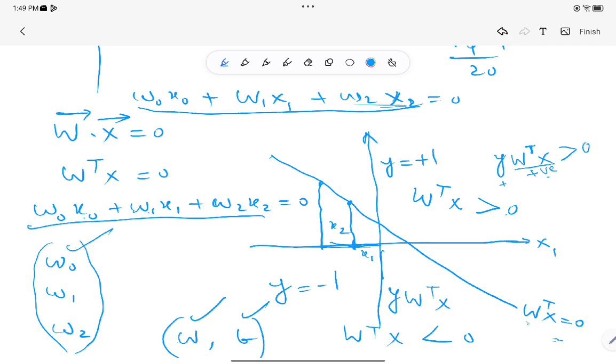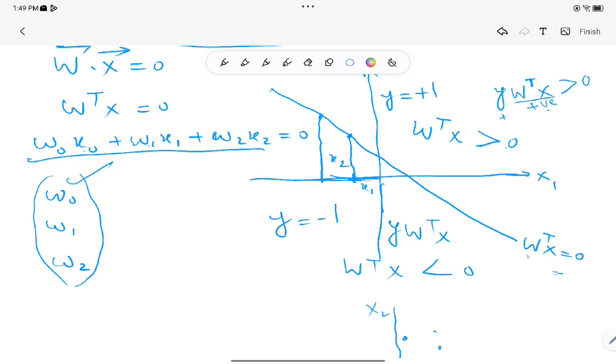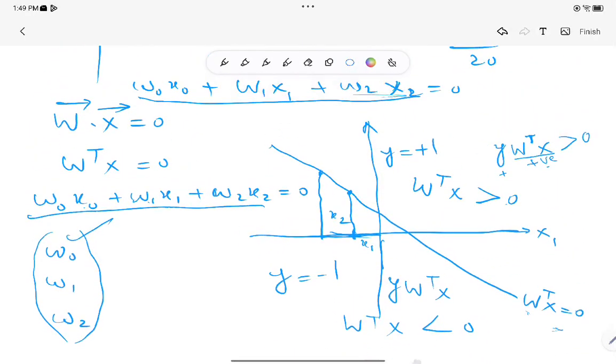Now come to this side. I have to actually take y into w^T x. See, what is w^T x here? Less than 0. Less than 0 means negative. And what is y? Y is negative. Now negative into negative is positive. This means that on this side as well, this quantity is greater than 0.